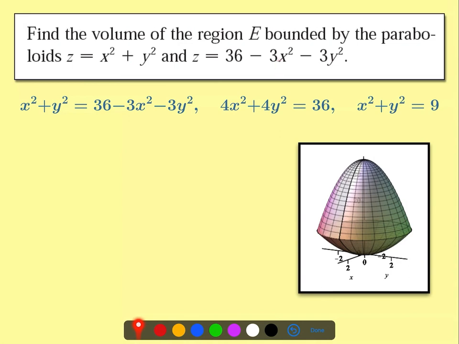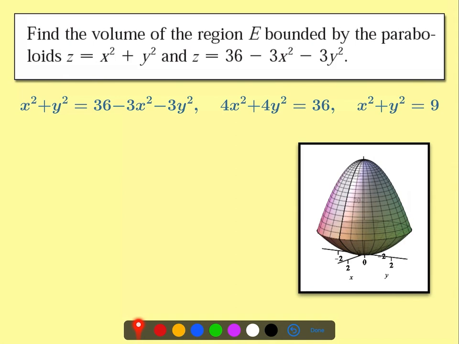You have 3 times (x squared plus y squared) in parentheses, and the 3 times (x squared plus y squared) would be 27. So you have 36 minus 27, or 9 again. So z equals 9 no matter which one we plug it into. The x squared plus y squared equals 9, and z also equals 9. So z equals 9 is the plane.